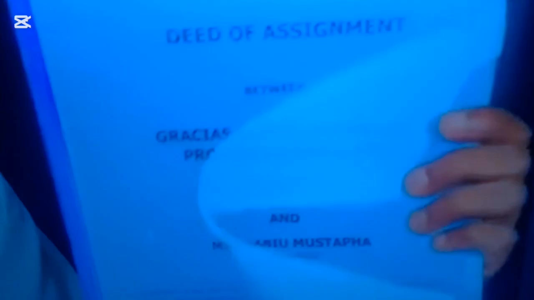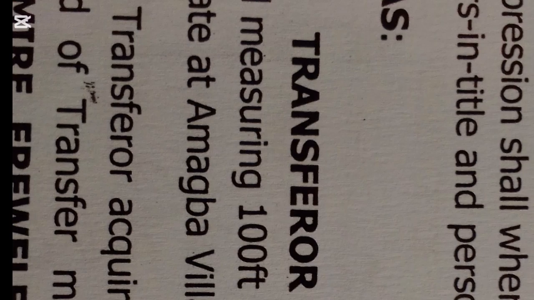How do you know whether to indicate your transferor's name or your transferee's name on your borderline, based on the space provided for your client's name? How do you know which name to indicate based on your deed of transfer or deed of assignment? This video will guide you on how to do that.